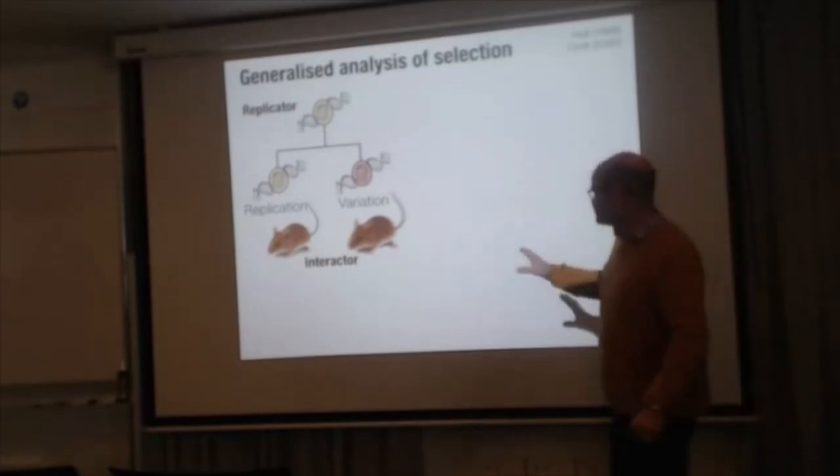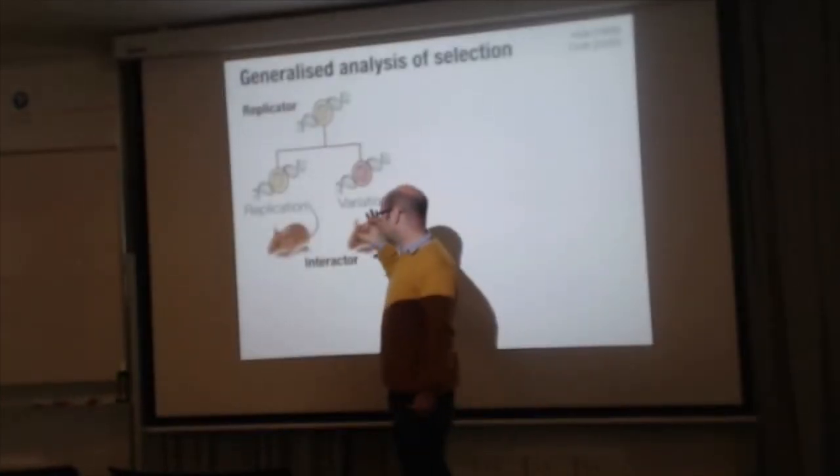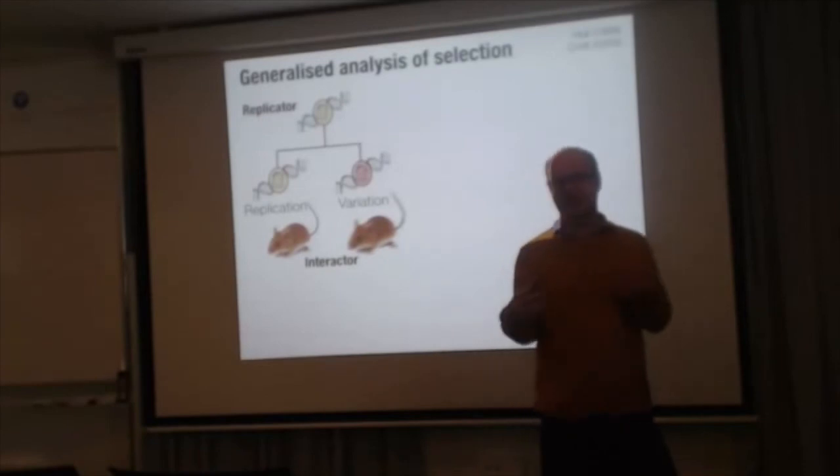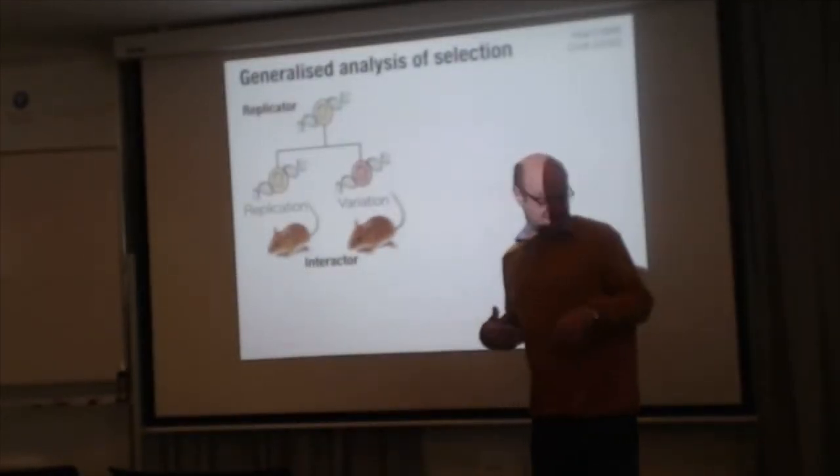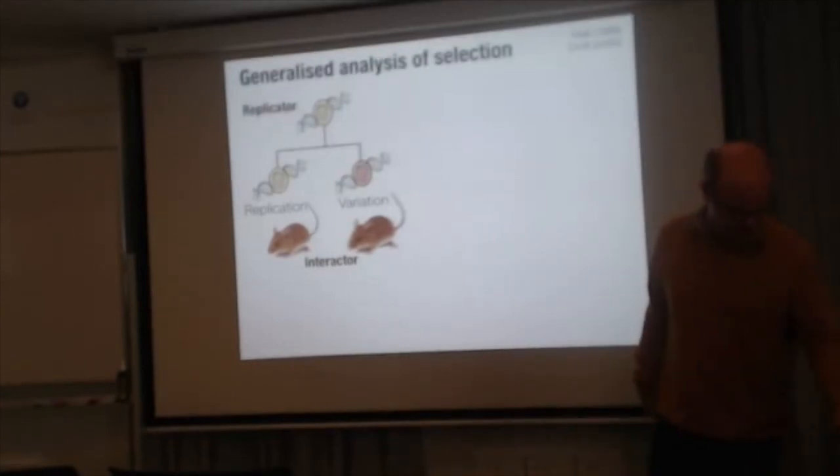And so these are the interactors. These are the things that a process called selection works on. Selection allows some of the replicators to be replicated more frequently than others, and the vehicle for that is the interactor. So let me give you an example of how this works.